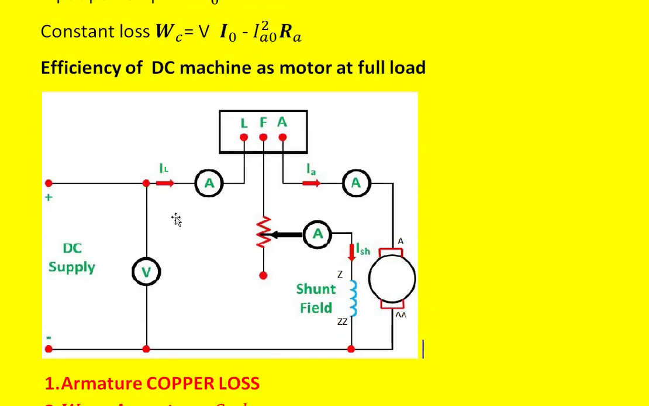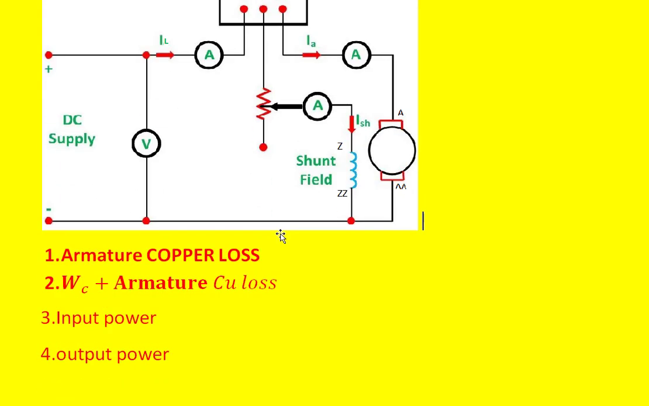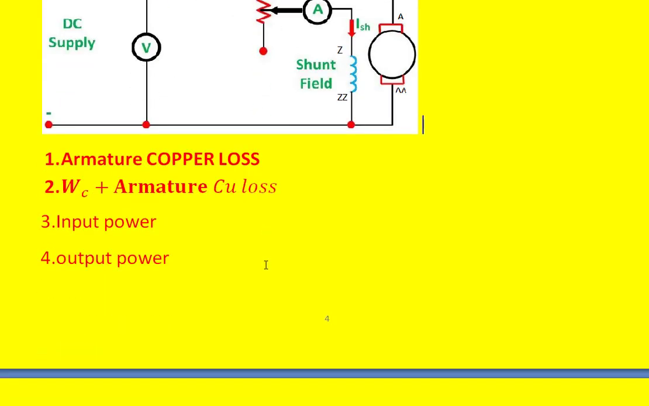Under full load condition, we assume that the input current, or the full load current, is IL, the full load armature current is IA, and the field current we call ISH. Our aim is to know the efficiency of this DC motor at full load condition. To get that, the following steps have to be followed.